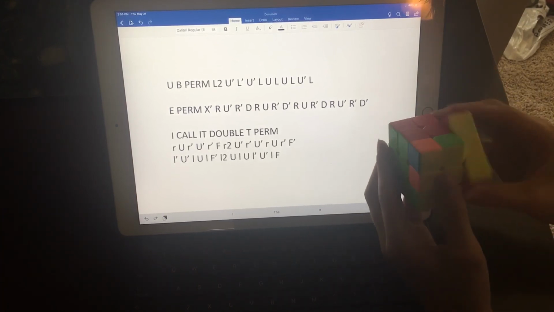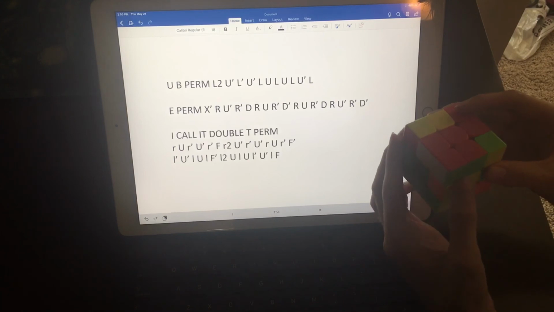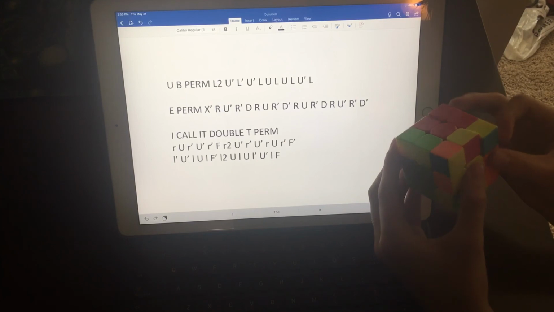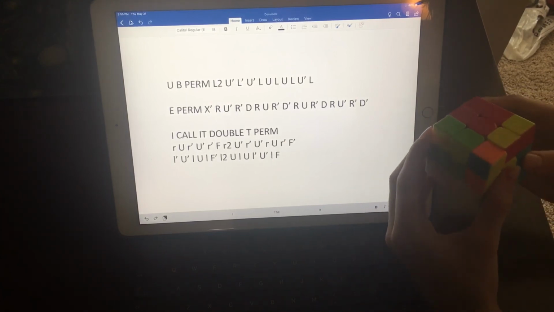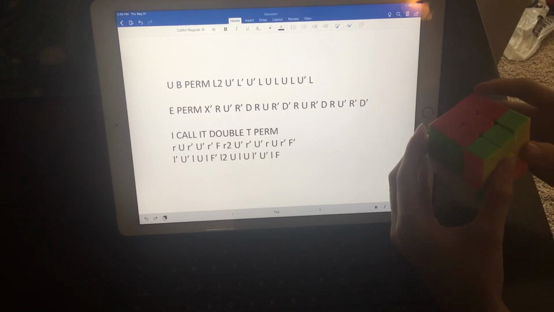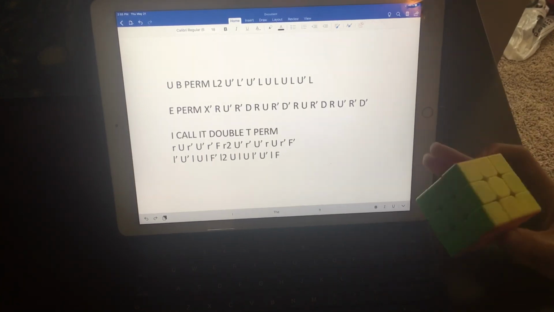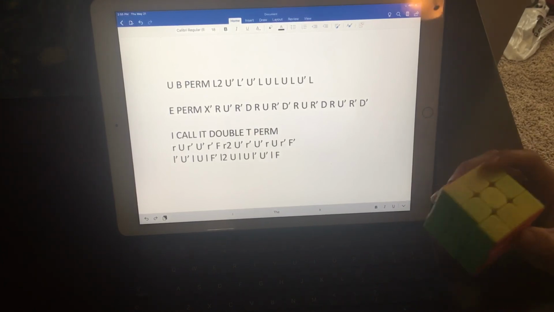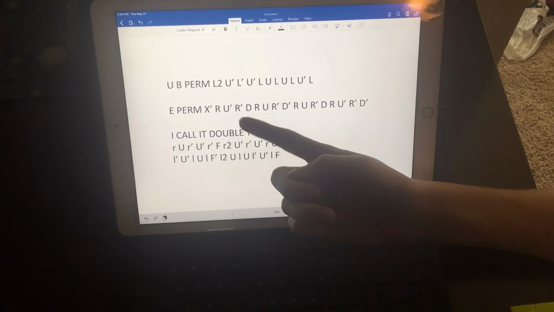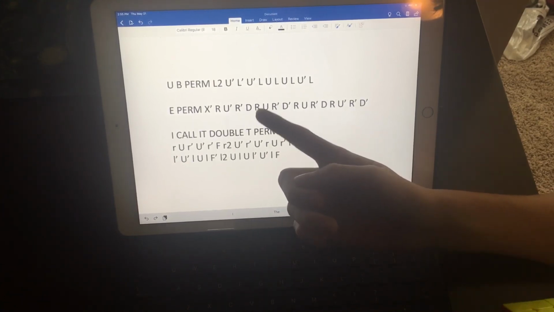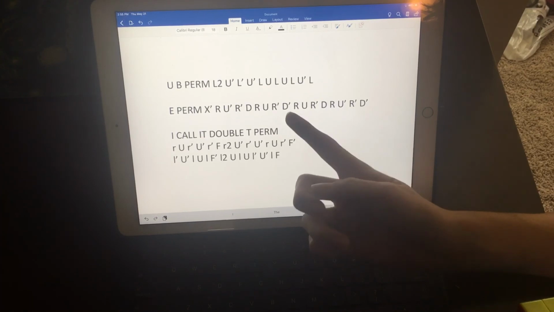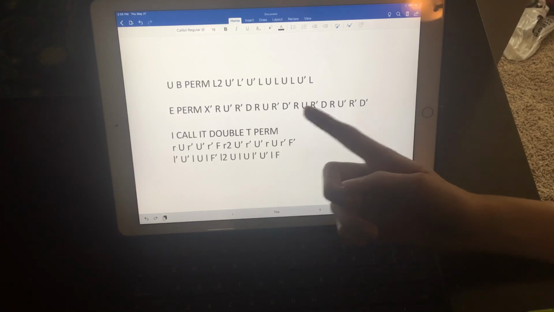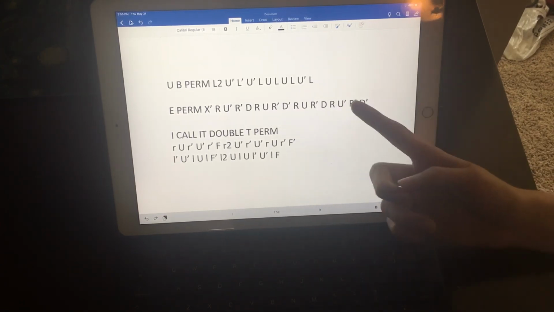X prime, R, U prime, R prime, D, R, U, R prime, D prime, R, U, R prime, D, R, U prime, R prime, D prime, and then just fix it. So this is actually an easy algorithm. If I break it down, I'll do that in another video, but you just see their fragments. So R, U prime, R prime, and then go D. R, U, R prime, D prime. So it's just the opposite of on the D's, on which one you move. And then the R, U, you do twice, and then you go back to R, U prime.